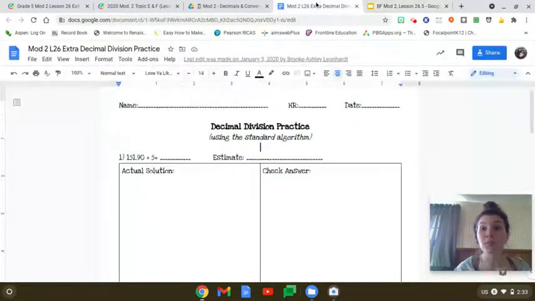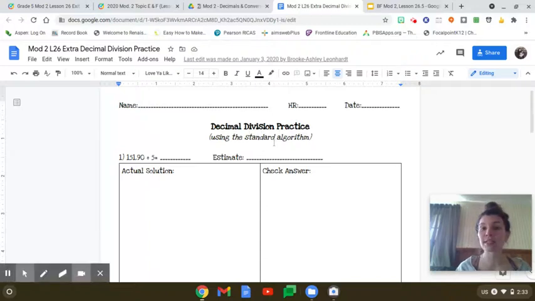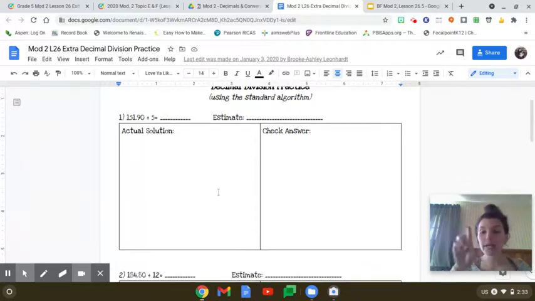Now that you have the problem set in front of you, it looks like this. It says decimal division practice using the standard algorithm. Another word for long division. We are going to do one problem together. So we are going to do problem number 1. It is 151 and 90 hundredths or 9/10 divided by 5.